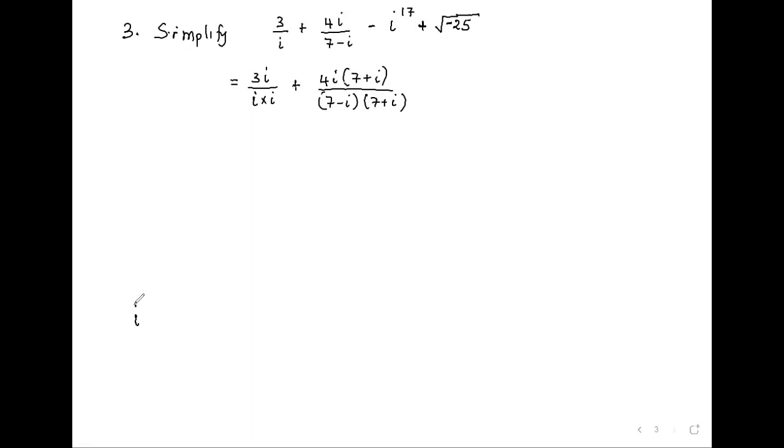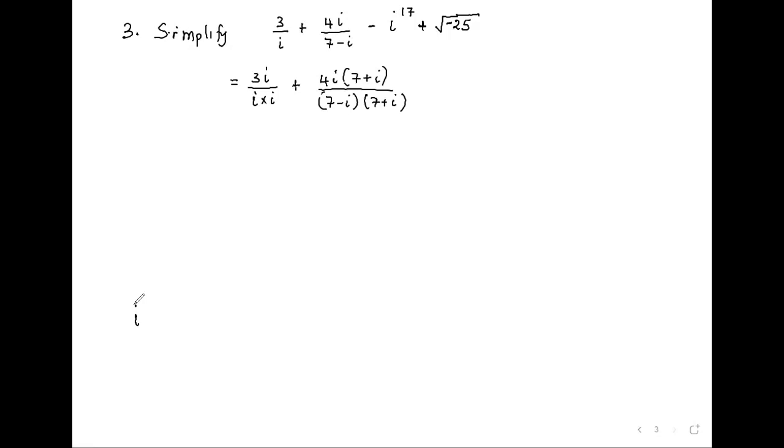Can you come again on 3 over i? How did you do 3 times i over i times i? We want to get rid of i from the denominator, so we multiply up by i and down by i. We could have used the negative if we wanted, but it's the same thing. We can even use a positive because we only have a single i down there. It's not a sum.